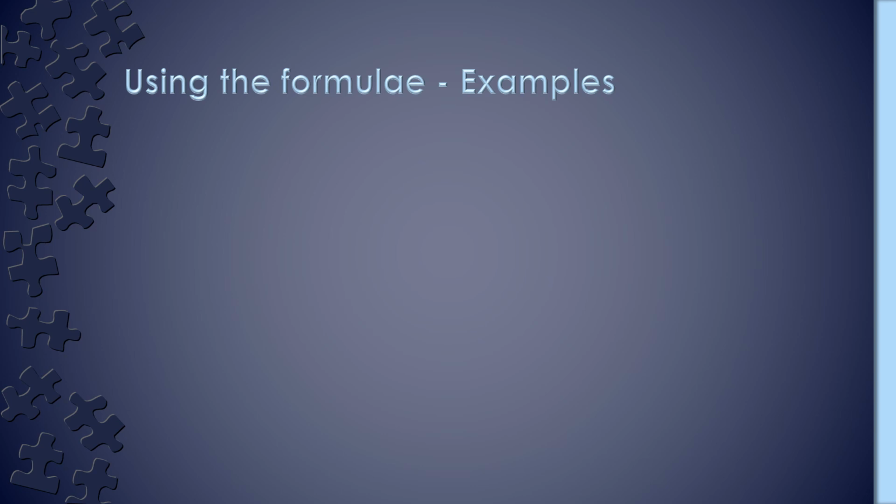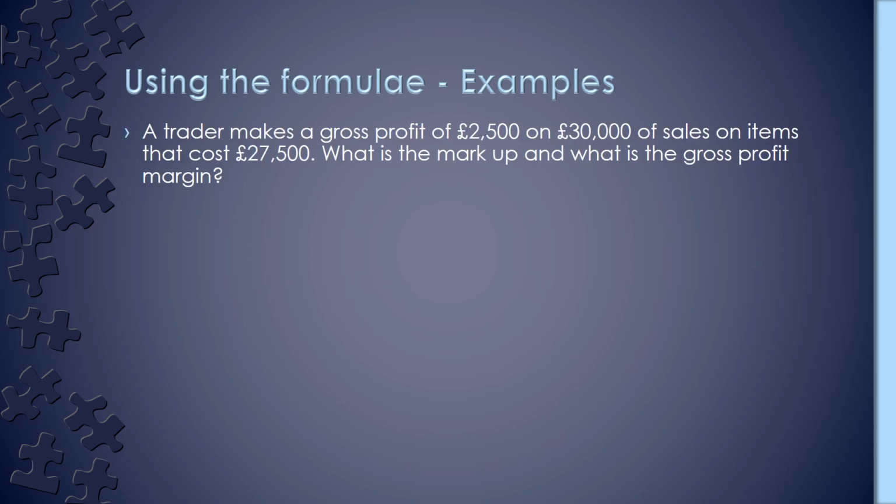Okay, so let's have a little look at just a very basic question, which will show you how to substitute the values into the formula and how to look at it. A bit later on we'll go on to some more in-depth and longer questions that will need you to work out a few more elements before you can work out the figures that the question's asking you for. So a trader makes a gross profit of £2,500 on £30,000 worth of sales with items that cost £27,500. What is the markup and what is the gross profit margin?